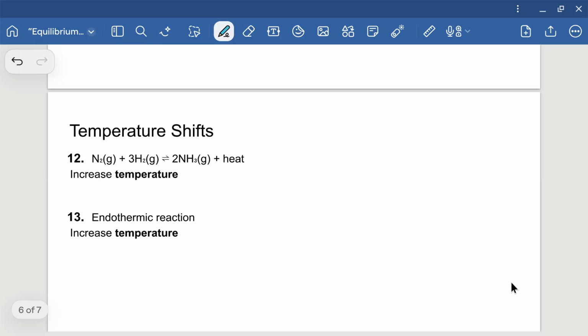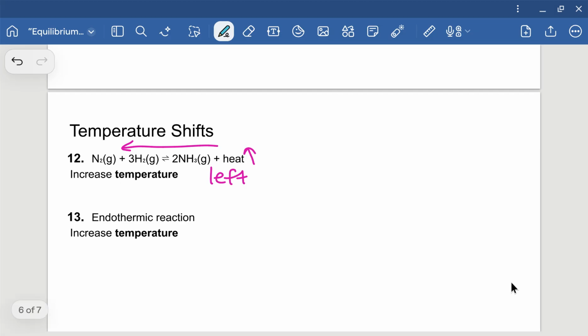Okay, the last one you want to take a look at here is a temperature change or a temperature shift. If you don't know if your reaction is endo or exothermic, you might have to do Hess's law short to figure that out first. Then you know what side to put your heat on. For this one, if you're increasing temperature, just like a concentration change, if you're increasing, you shift away. So we're going to shift to the left. If we were to decrease temperature, you would shift to the right to replace it.